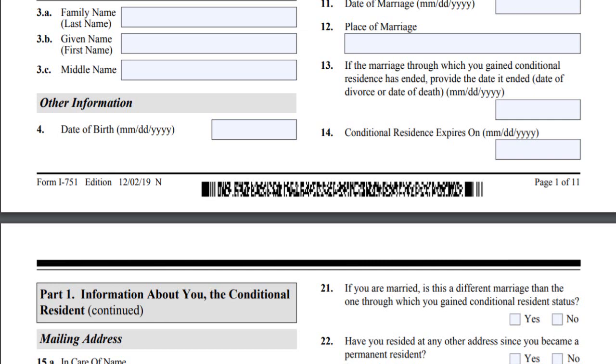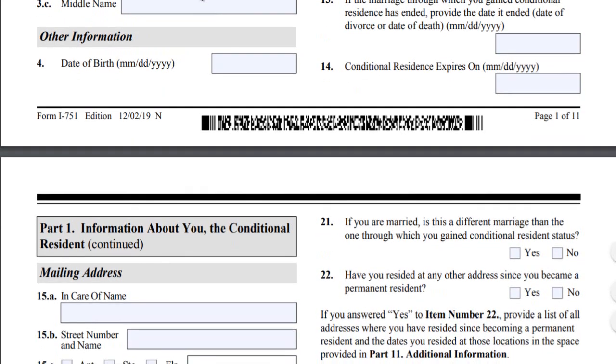The filing fee is $595. All Form I-751 petitions also require an $85 biometric service fee. So it will be $595 plus $85. You could do it in one money order or check, or you could do it separately, but it's better off doing it together. And you may pay this fee with a money order, like I said before, a personal check or a cashier's check.